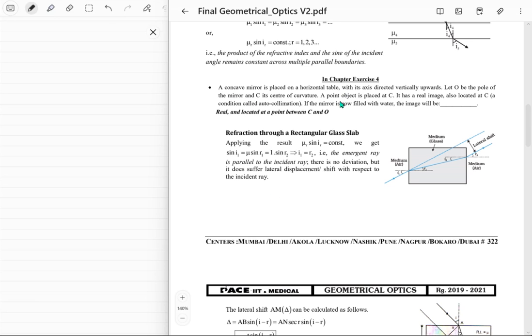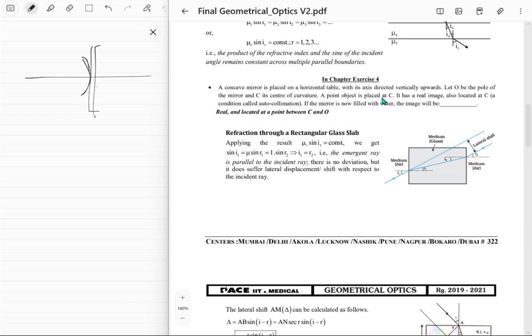Exercise 4. A concave mirror is placed on a horizontal table with its axis directed vertically upward. So this is our table. I'm drawing it like that. It's supposed to be horizontal, but whatever. And then you've got this concave mirror, something like a bowl, and this is its axis.